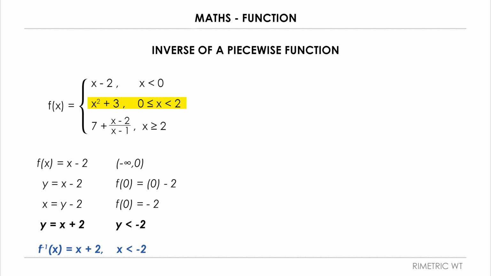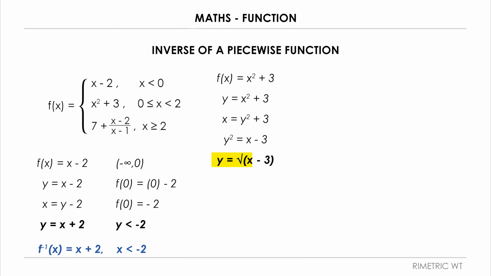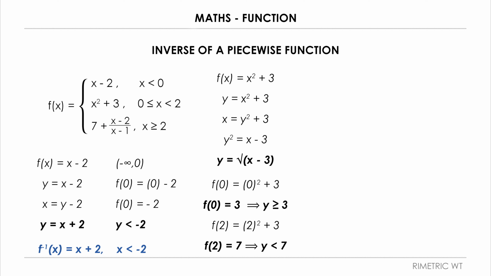Next, we have the quadratic piece, which is f of x equals x squared plus 3. When we evaluate its inverse, we get f inverse of x equals the square root of x minus 3, as shown here. To determine the domain of this inverse piece, we need to find the range of the original quadratic piece. The original piece is defined on the interval 0 less than or equal to x and x less than 2. When we substitute the lower boundary value, x equals 0, into the function, we get 0 squared plus 3, which is 3, so x must be greater than or equal to 3. And when we substitute the upper boundary value, x equals 2, we get 2 squared plus 3, which is 4 plus 3, which is equal to 7.